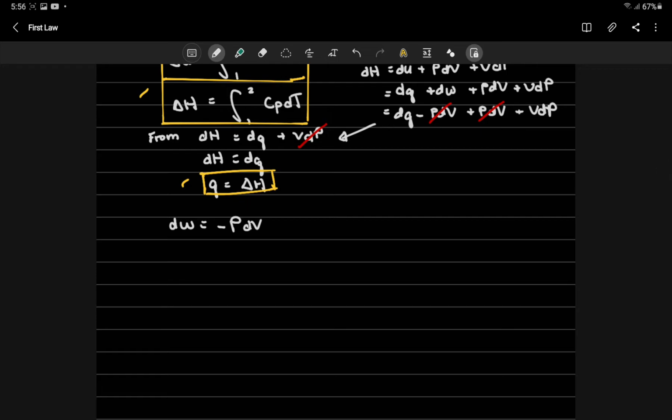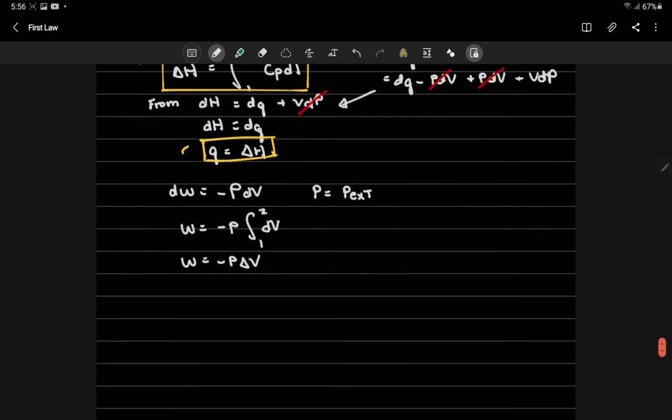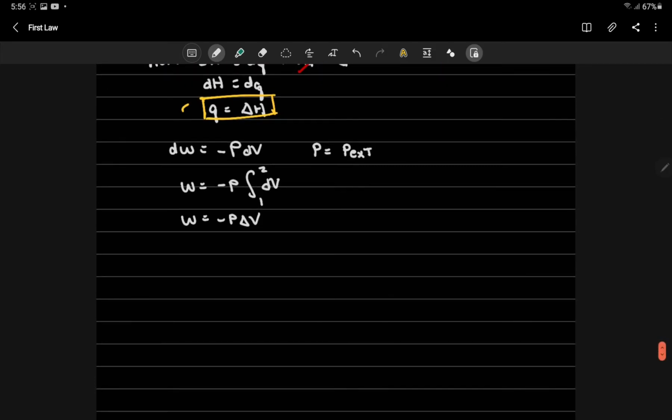So, ang mangyayari, W will be equal to minus P integral of dV from 1 to 2. Okay? Now, let's say na yung P is just equal to the P external. Kaya kung ginawang constant si P dito, so lalabas na ang W natin magiging minus P delta V na lang. Okay? For an isobaric process.